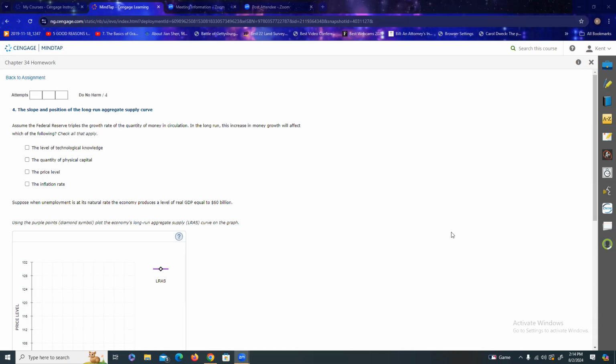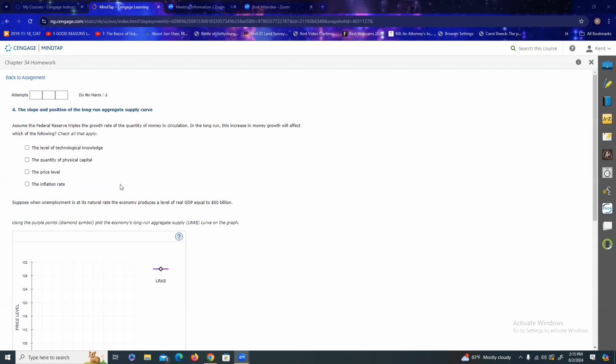Next, we've got the slope and position of the long-run aggregate supply curve. Assume the Federal Reserve triples the growth rate of the quantity of money in circulation. In the long run, this increases the money growth. This increase in money growth will affect which of the following? Okay, so more money. Let's see. The level of technological knowledge, quantity of physical capital, the price level, the inflation rate.